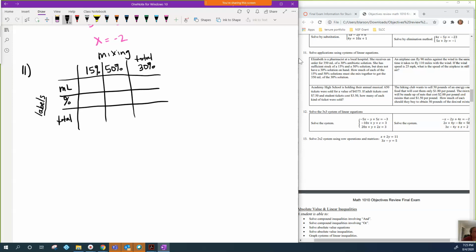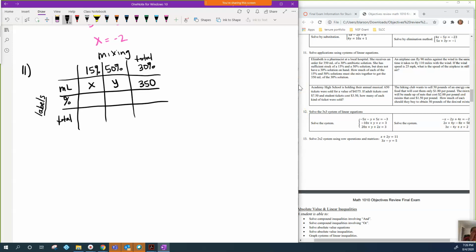And now I can fill in what I know, right? So when I'm asking myself, okay, do I know how many milliliters of the 15% solution I need? No, that's what I'm looking for, right? The very last sentence, right? How much of each of those solutions must she mix together? So I don't know how much of this, 15%. I don't know how much of the 50%, but I know that I need a total of 30%. And how many milliliters? It says 350 milliliters, so I'll put the 350 here.